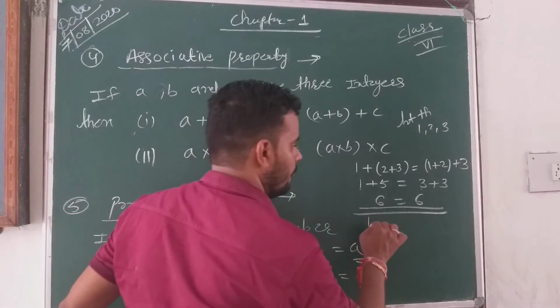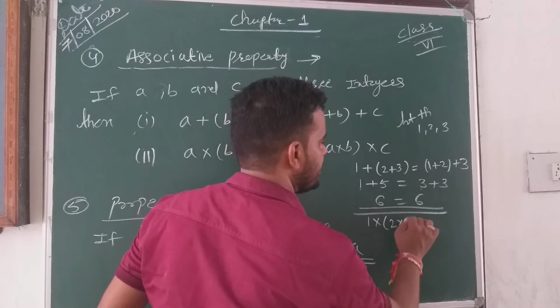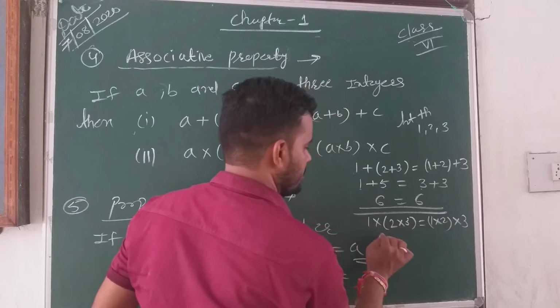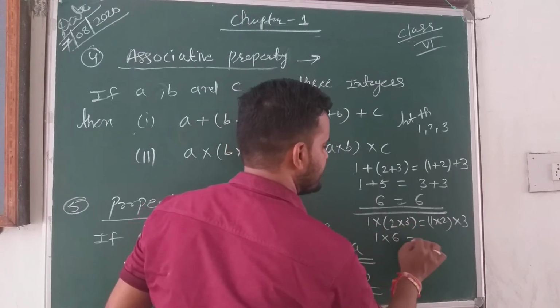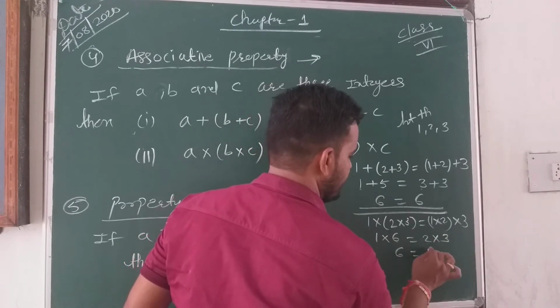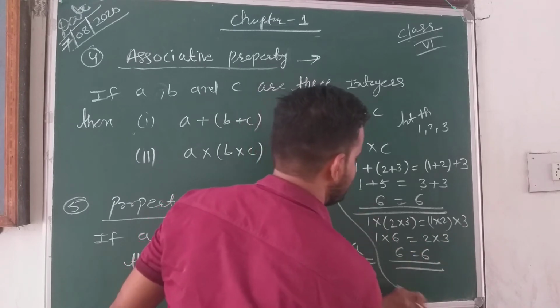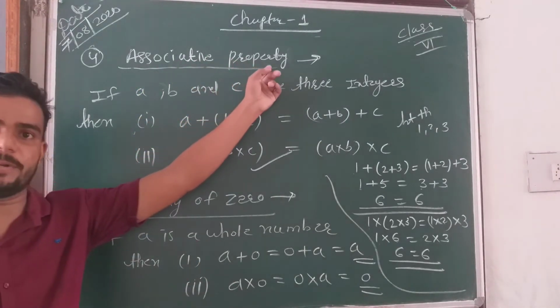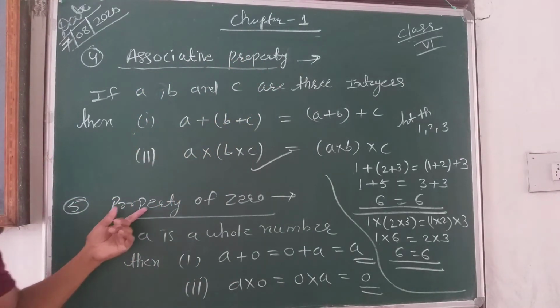Like this also: 1 multiply (2 multiply 3) equals (1 multiply 2) multiply 3. So 2 multiply 3 is 6, and 1 multiply 6 is 6. And 1 multiply 2 is 2, and 2 multiply 3 is 6. So this is the verification of the multiplicative associative property. Okay, so the next property, property of zero.